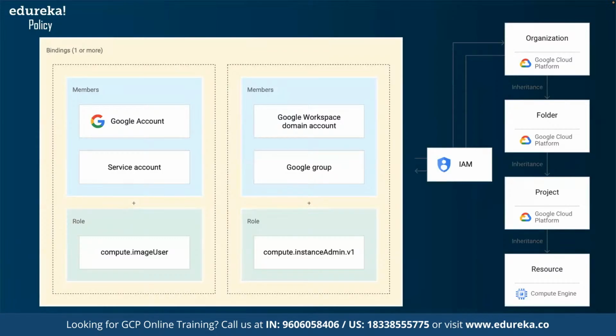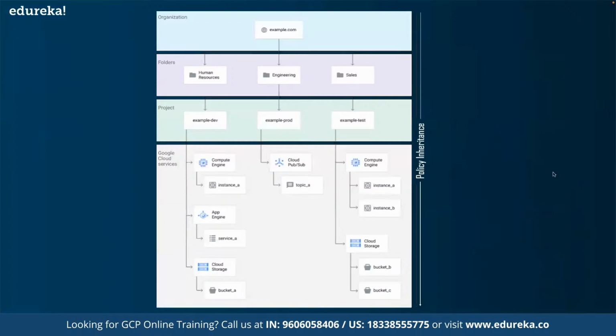I hope you are now getting a clear picture of how the roles and policies in IAM work in a hierarchical manner. To give you an example, let's say I've got a topic A. Let me just show you with the help of an example.